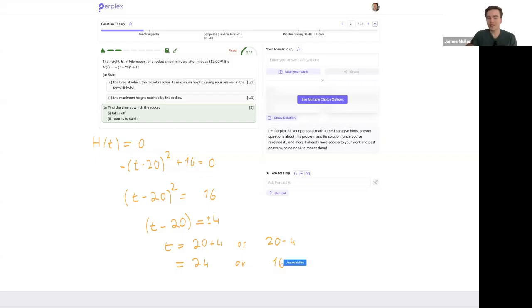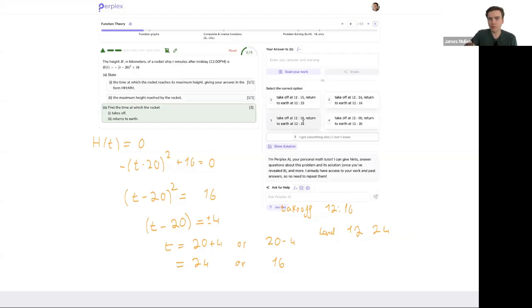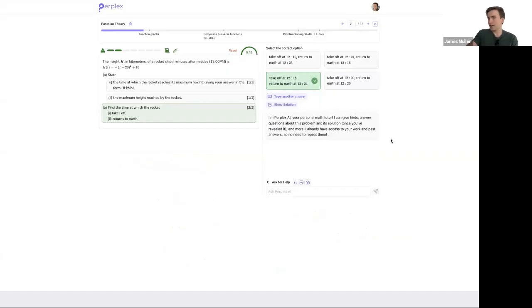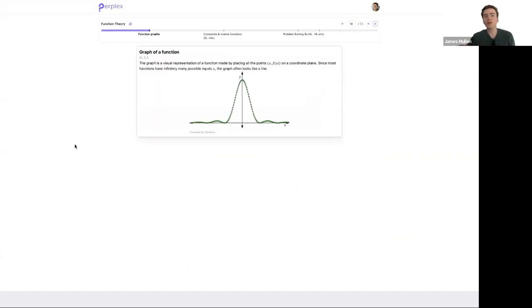So that's 24 or 16. Now, we're going to assume that the rocket took off before it landed. That's probably a reasonable thing to do. And we're going to report the answers in the same format as we did in AI. So take off at 12:16 and land at 12:24. So it's in the air for 8 minutes. Let's see the options. Take off at 12:16, return at 12:24. Perfect.